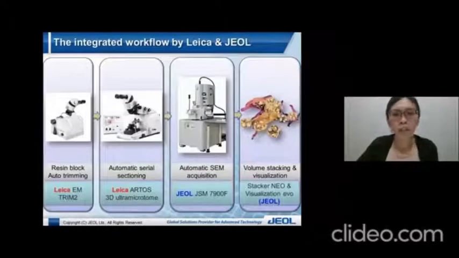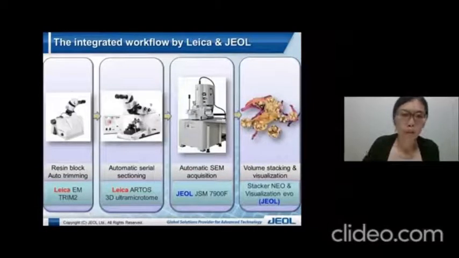This slide shows the full workflow from sample preparation to imaging and analysis, integrated by Leica and JEOL. The sample preparation part is done on the Leica products, while the imaging and analysis are performed on the JEOL SEM and array tomography software. First we have a tissue block, and we trim it to a smaller area close to our region of interest, into a shape and size that can fit into the ultramicrotome. This process can be done by these auto trimming machines.